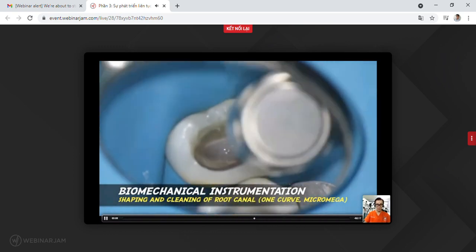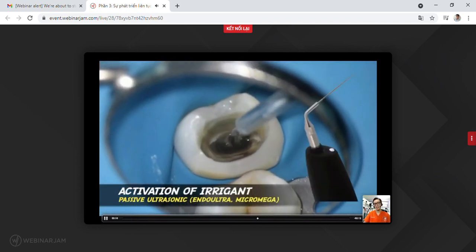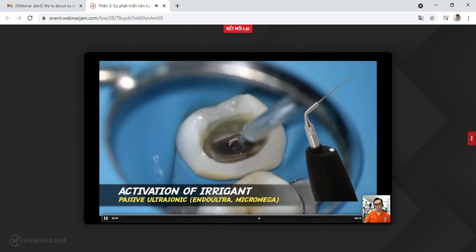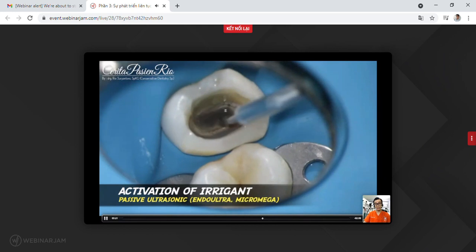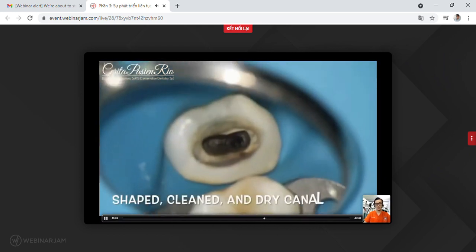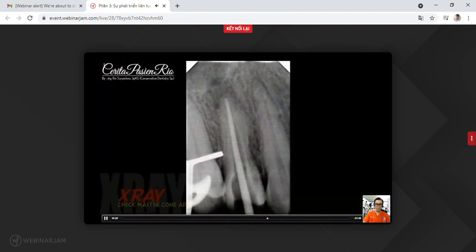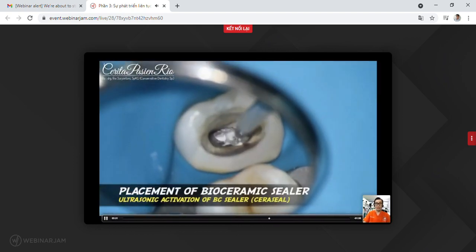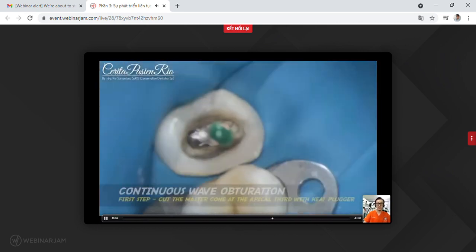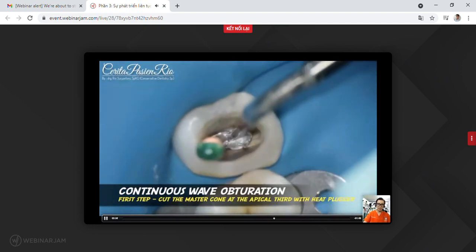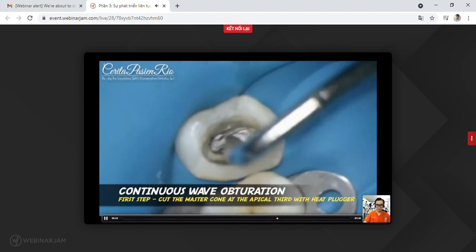And then after final removal of gutta percha, I do proper mechanical instrumentation like I've explained to you before. I did brushing here. Brushing means circumferentially cleaning the root canal with rotary files. And then activation was done using ultrasonic energy, or passive ultrasonic irrigation. After checking the master cone, I placed the bioceramic sealer, delivering it using an ultrasonic device, and filled the canal with continuous wave obturation.